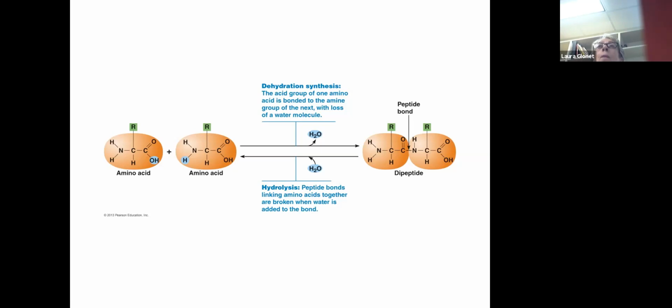But we can also go backwards. We can start with the dipeptide, which is at the bottom, and the arrow now points back to those two amino acids. We're going to put water back into that reaction, and that would be hydrolysis. We break the bond, we add water, and we liberate energy, or we release energy. So you really have to look at the direction of the arrow, because that's telling you whether you have dehydration synthesis or hydrolysis occurring.